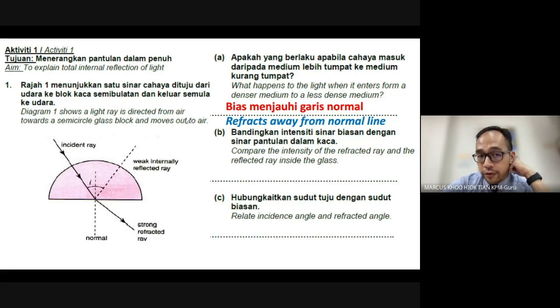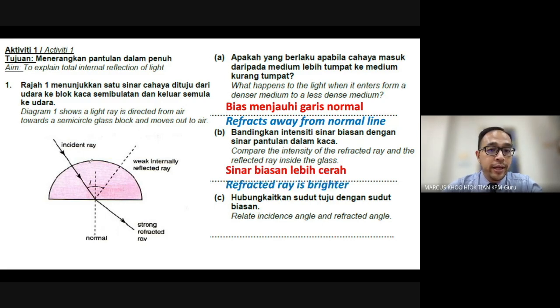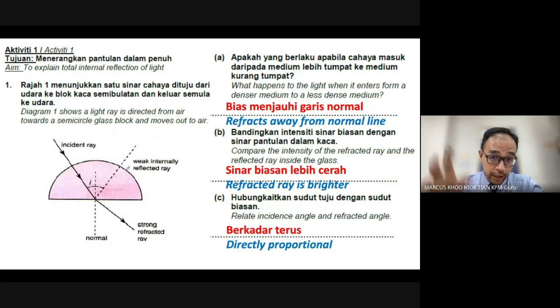So consider the intensity of the refracted ray and the reflected ray. This is a strong refracted ray and this is a weak reflected ray. So the refracted ray is brighter, or the intensity of the refracted ray is bigger than the reflected ray. There is actually a little bit of reflection, but most of it is refracted. Now relate the incident angle to the refracted angle. This is from the previous subtopic. The bigger the incident angle, the bigger the refracted angle. This is standard. It's directly proportional.